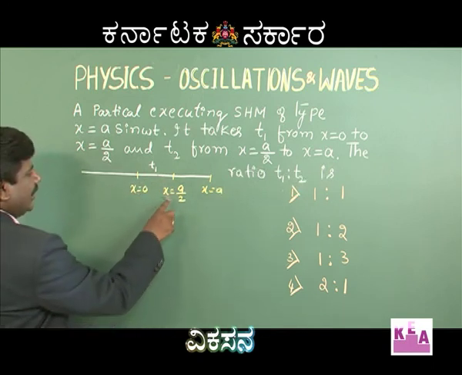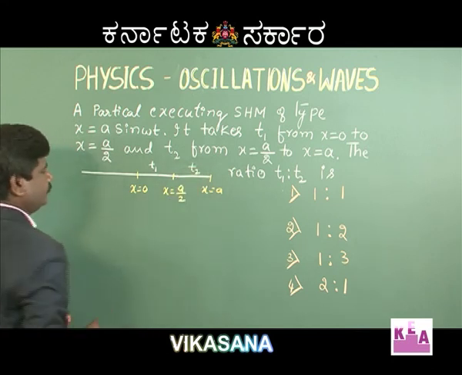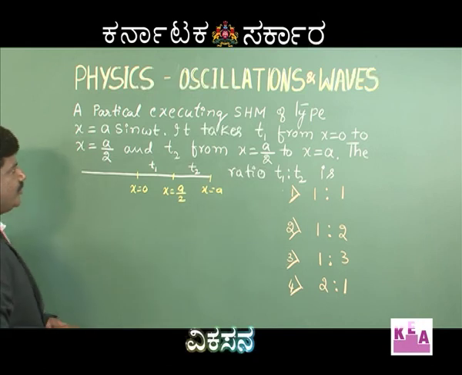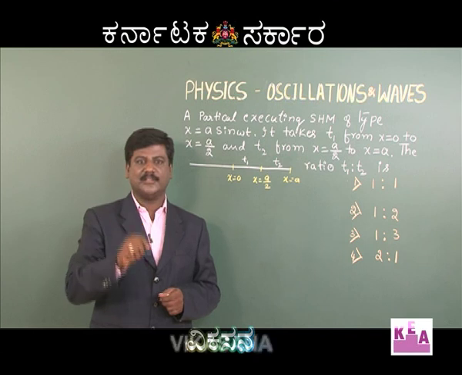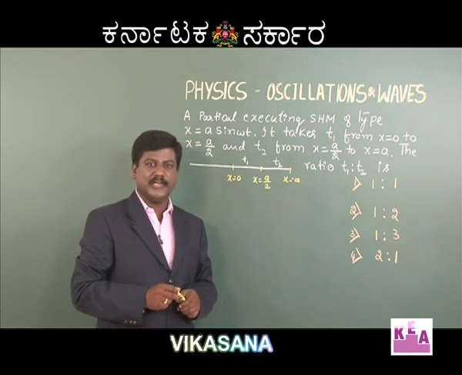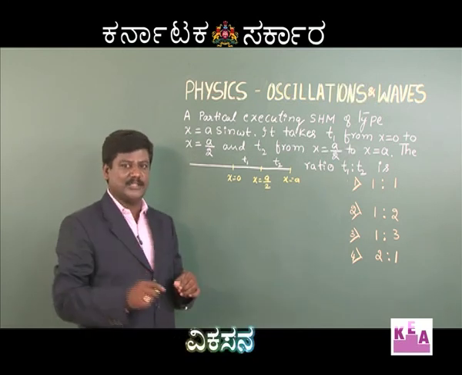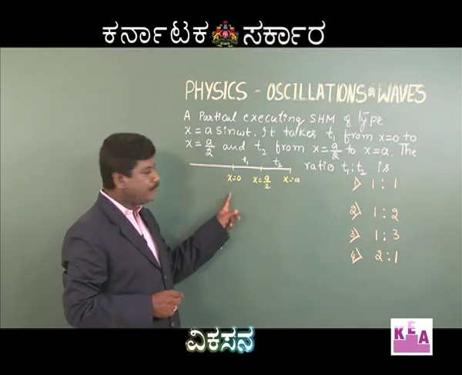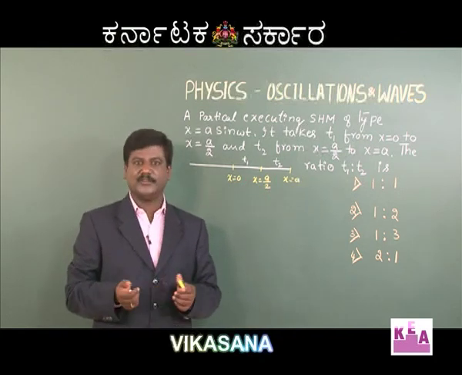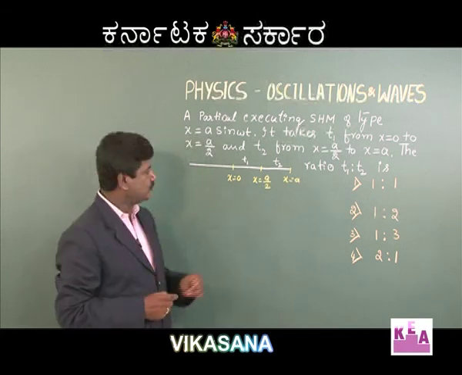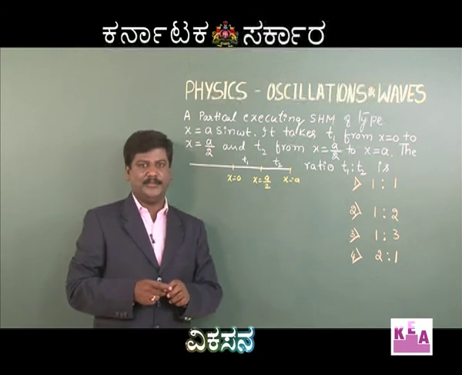Similarly, x equals a by 2. The time interval taken from x to a by 2 is equal to t2. So according to the definition of simple harmonic motion, the time taken by the particle to complete one oscillation is called period. Here we have to represent the time taken by the same particle to travel from mean position to extreme position, that is equal to 1/4 of the period of oscillation, that is equal to T by 4. And what does it mean? The sum of t1 and t2 is equal to capital T divided by 4.